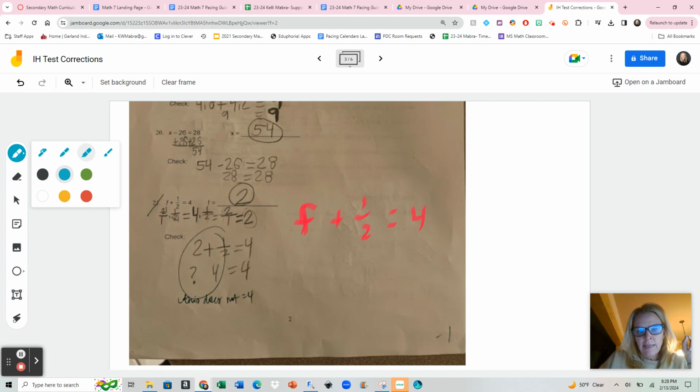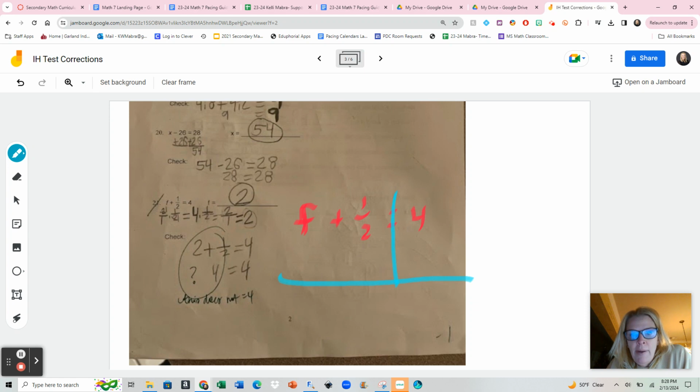So the first thing I'm going to ask myself is, is my variable by itself? When you make that little T chart like that, you can clearly see that F is not by itself. Right now it's with plus 1/2. So how do I undo plus 1/2? I'm going to take that inverse operation, which is minus 1/2, minus 1/2.